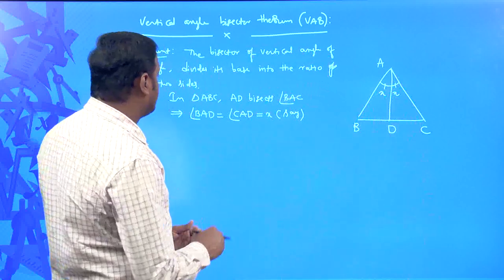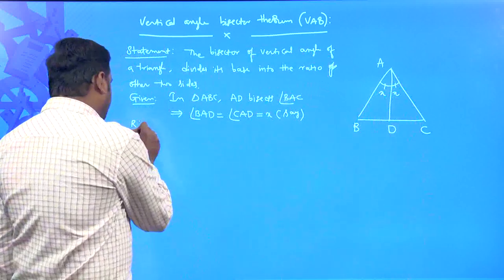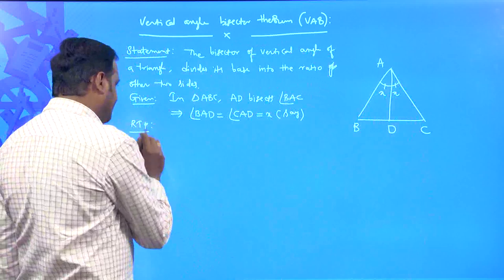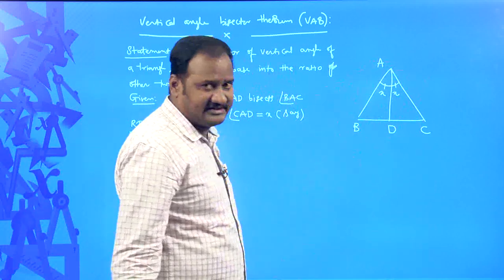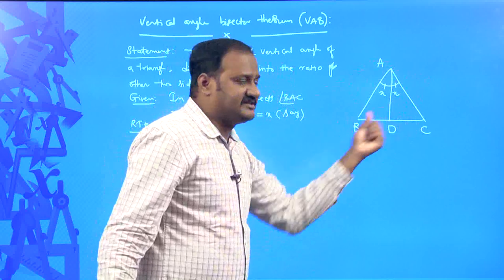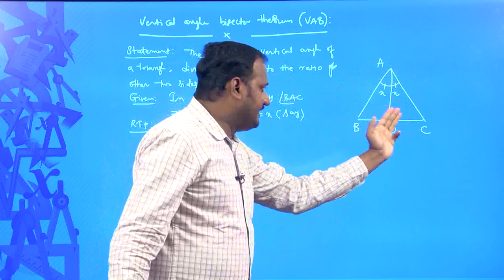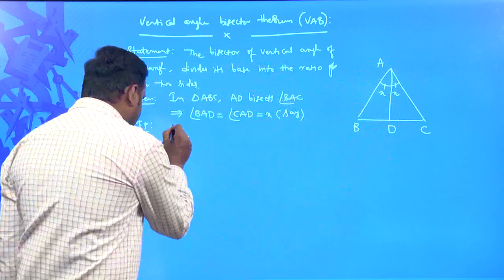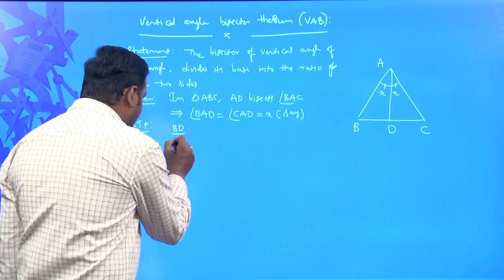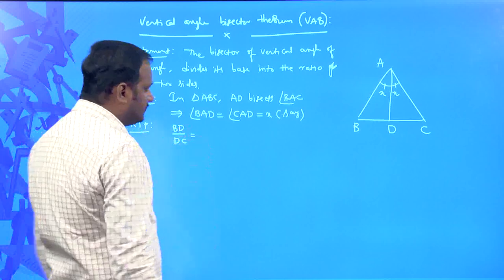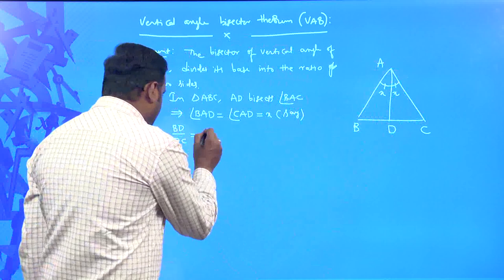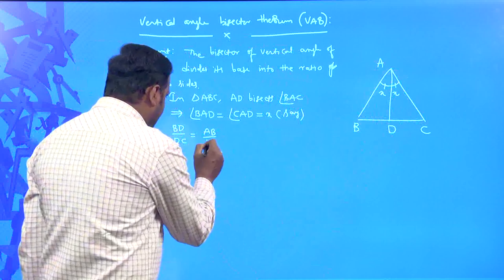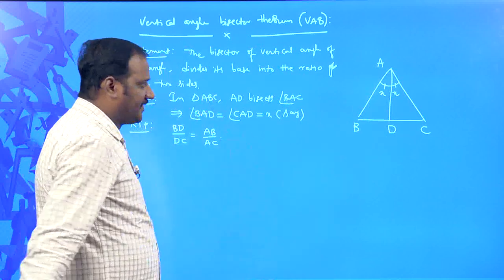And what are you going to prove here? RTP: it divides the base into the ratio of the other two sides. How is D dividing the base BC into the ratio of BD and DC? It means BD by DC is equal to AB by AC. So, this is what you need to prove.